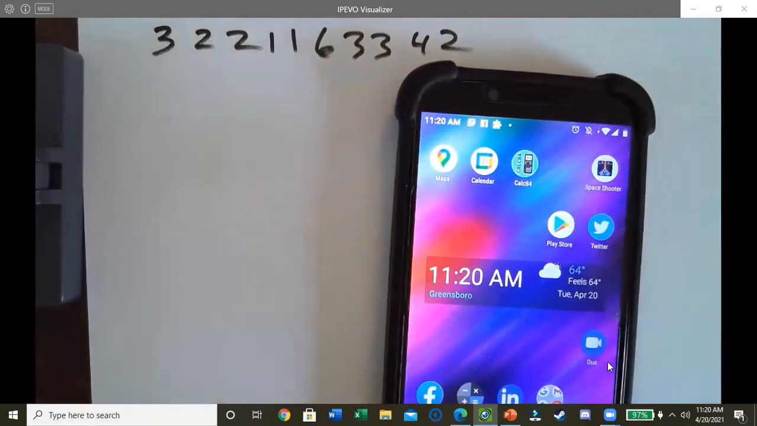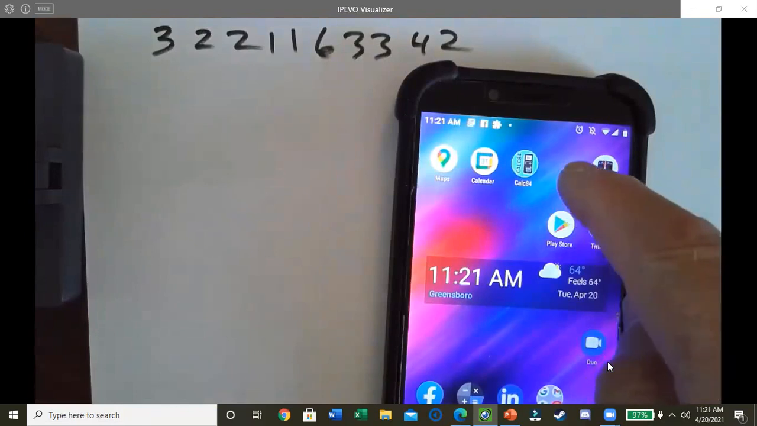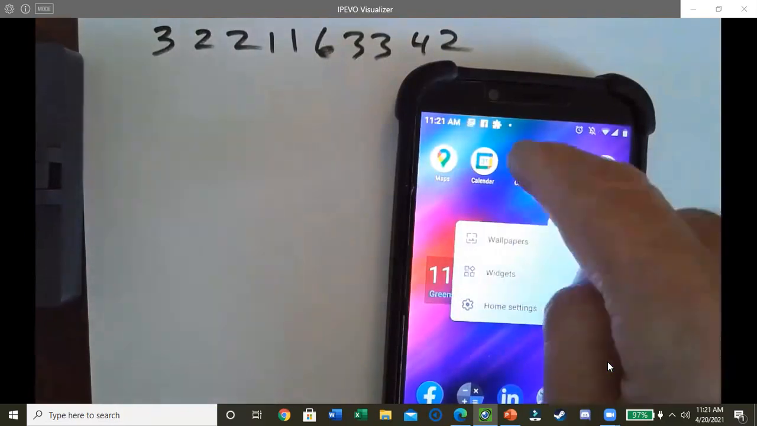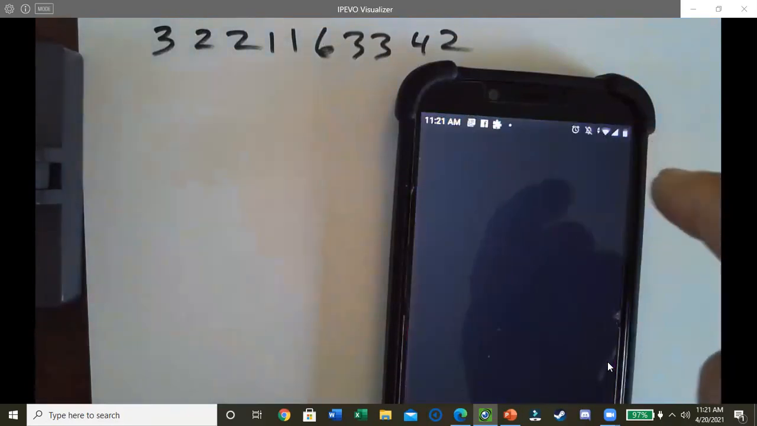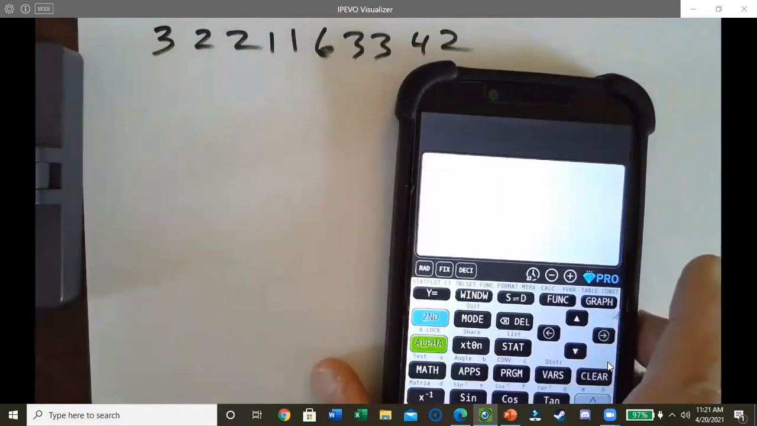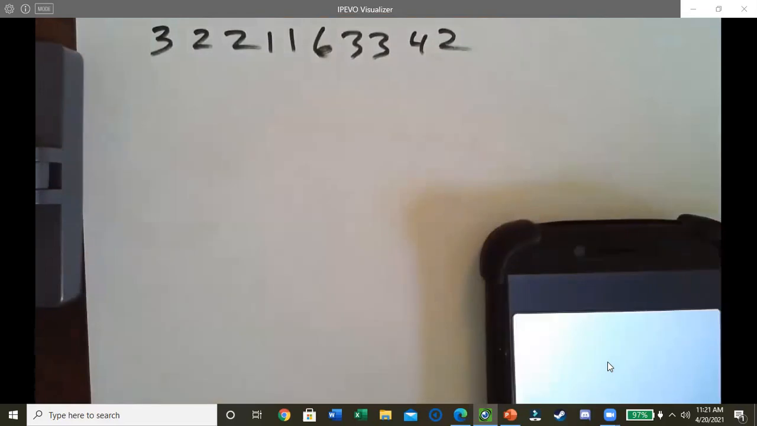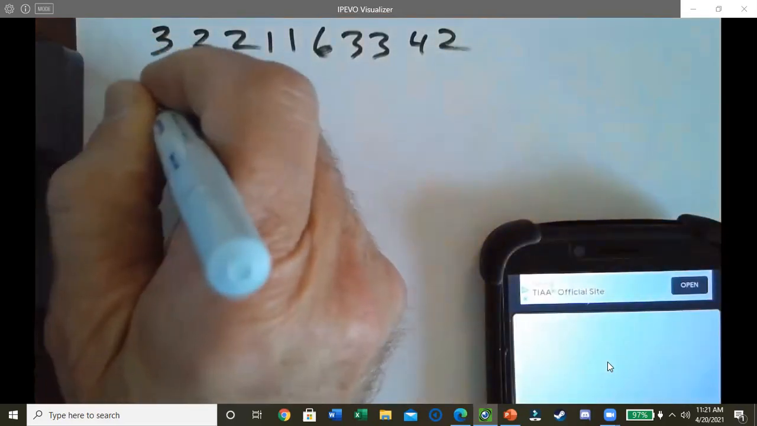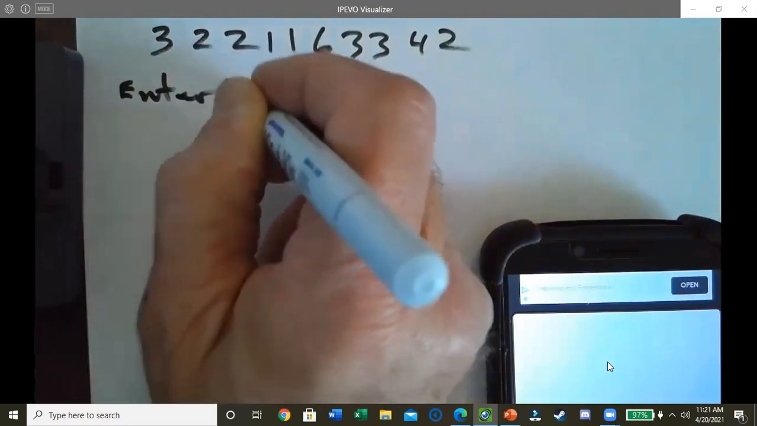Okay, so you go to your app store and you download the TI-84 calculator on your cell phone. Okay, so this is my icon here. So we go to that, and steps. You want to write these steps down because this will help. The first thing you want to do is enter the data.